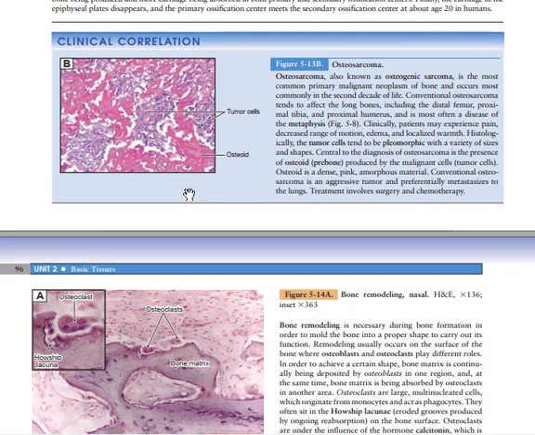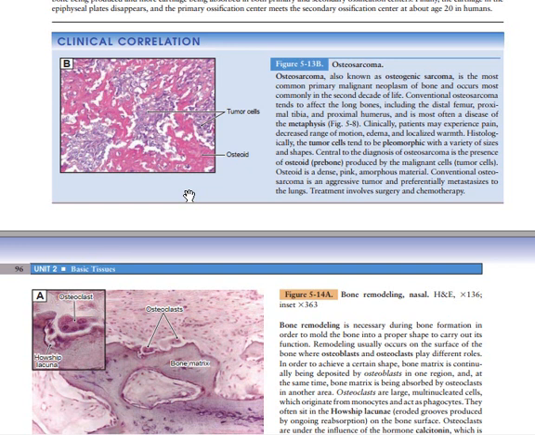Now osteosarcoma, what is osteosarcoma? Osteosarcoma is also called osteogenic sarcoma. It is a malignancy of the bones. It is a primary bone malignancy, which is due to the bone itself, the bone parenchyma cells. That is osteosarcoma.